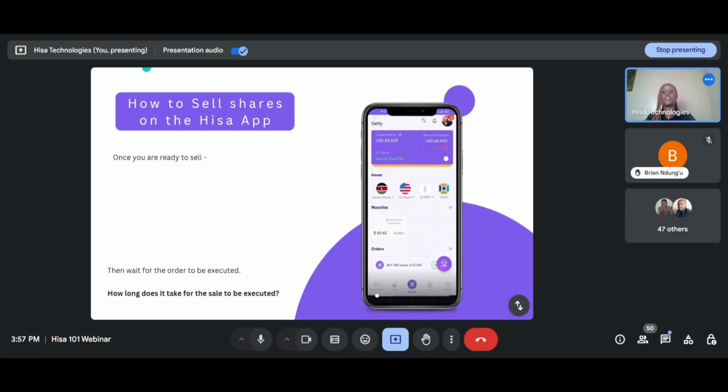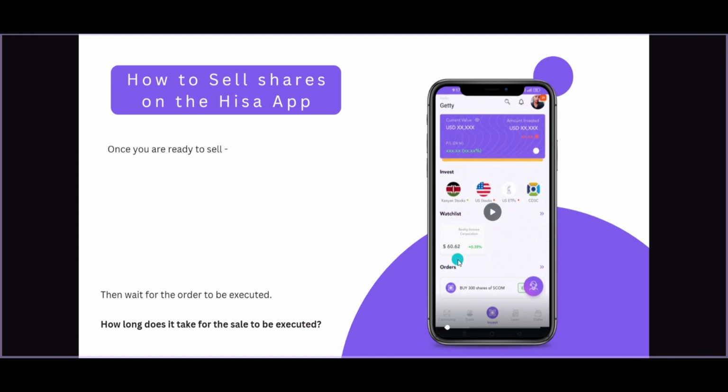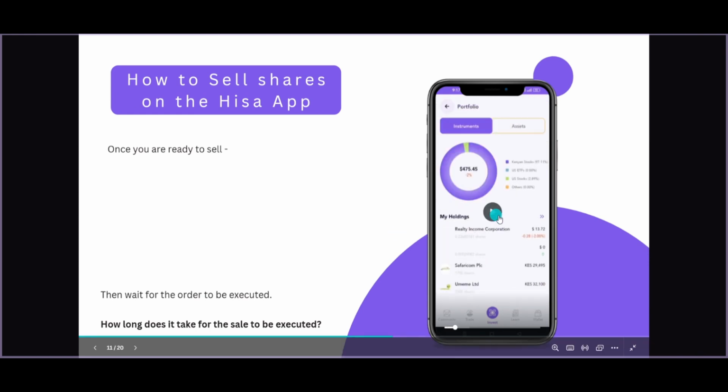So you've placed your order to buy, the order has been executed, the settlement period is over, and now you are ready to sell. How do you sell? It is as easy as buying. Okay, let's listen. On the invest page, tap the purple section.